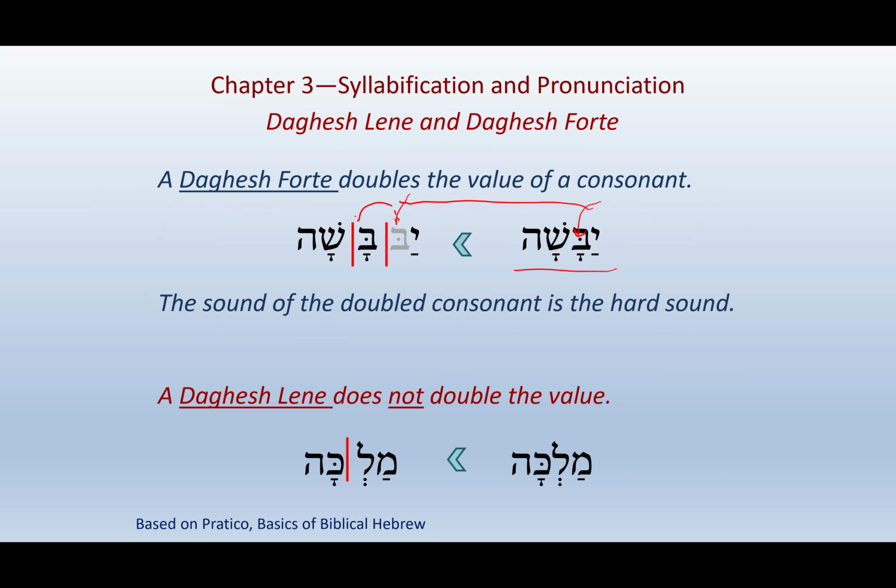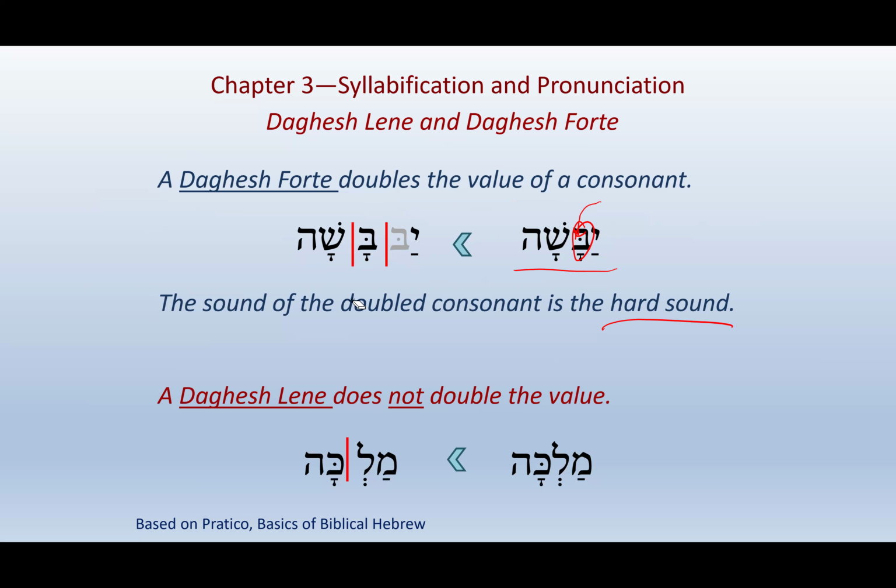Oh, by the way, if you have a Dagesh Forte and it doubles the letter, it's always the hard sound, like B instead of V, or P instead of F. If it's got a Dagesh, it's going to have the hard sound. The trick is knowing whether it's just the hard sound or whether it's doubling it. That's what we're going to be looking at. How do we tell these apart? When you consider that this bet is doubled, we have yab, ba, shah. That's how you would pronounce it.